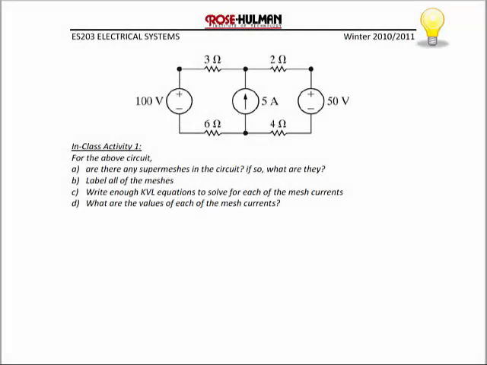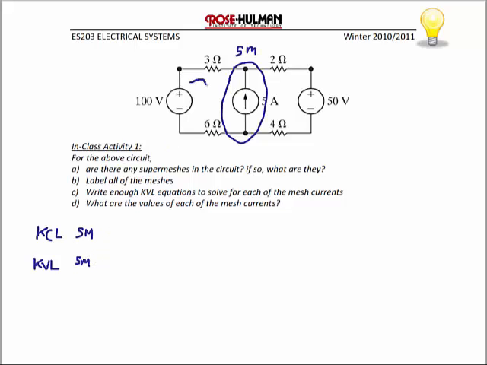Okay, let's try an example with a supermesh. Recall, a current source that's shared between branches and anything in series with it creates a supermesh. So for the circuit that we have here, the 5 amp current source is the supermesh. And remember, whenever we have a supermesh, we do KCL and KVL at the supermesh.